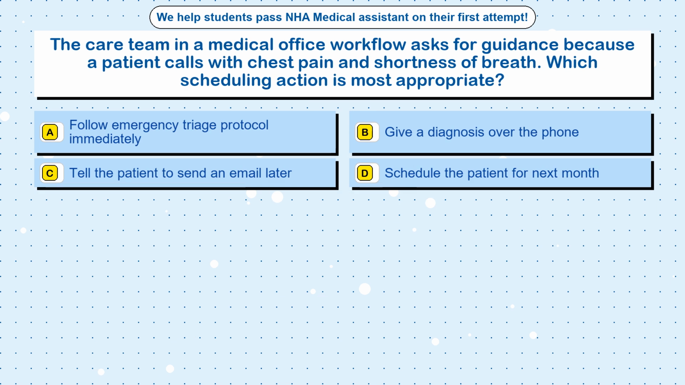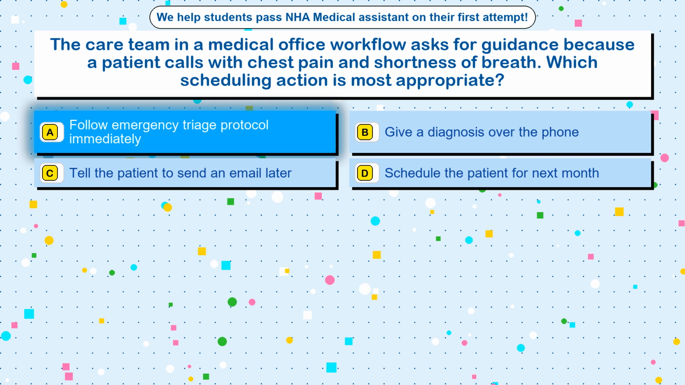Question 30. The care team in a medical office workflow asks for guidance because a patient calls with chest pain and shortness of breath. Which scheduling action is most appropriate? Option A. Follow emergency triage protocol immediately. Option B. Give a diagnosis over the phone. Option C. Tell the patient to send an email later. Option D. Schedule the patient for next month.